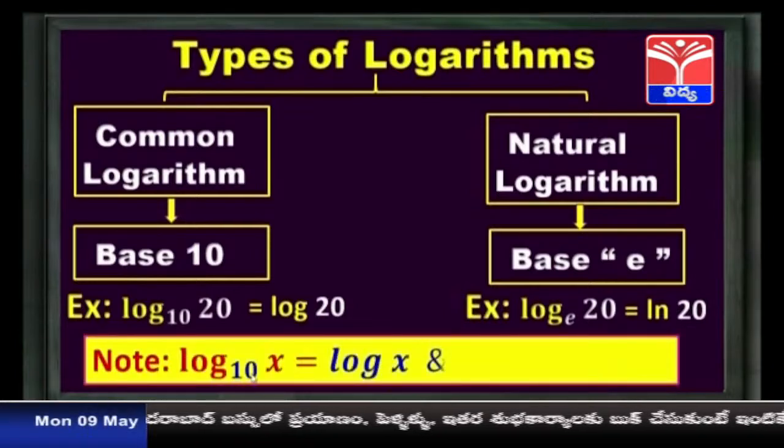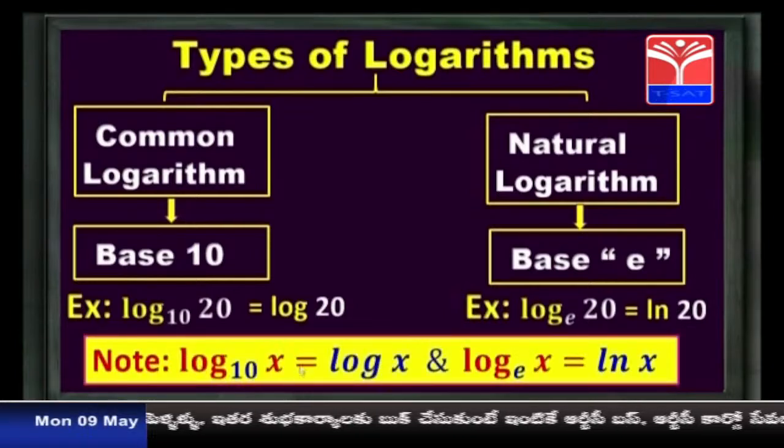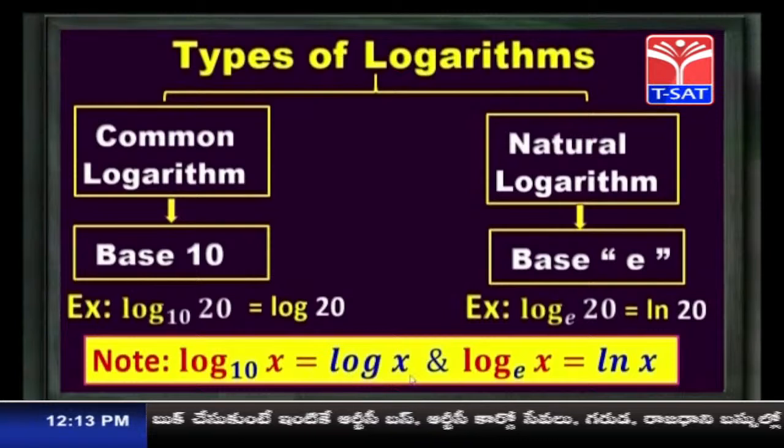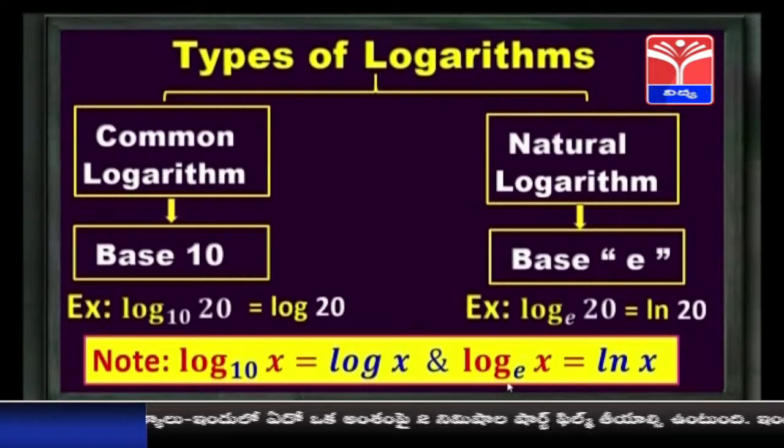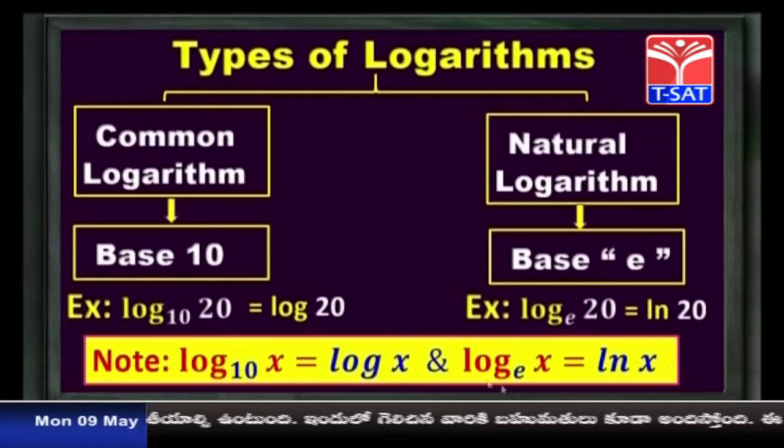Here we should note one thing: log x to the base 10 we can write in short as log x. So we are not writing the 10 base here, and log x to the base e is equal to ln x. So ln x is the short form of log x to the base e, and log x is the short form of log x to the base 10.